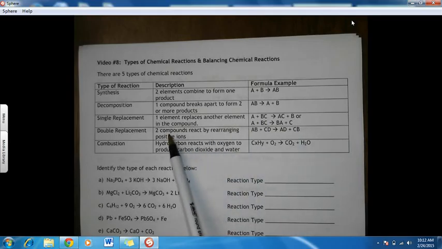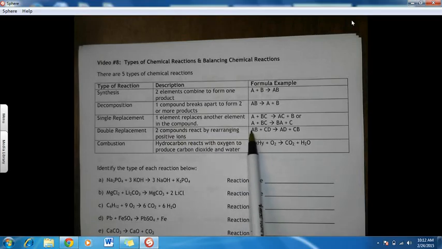Double replacement, then we have 2 compounds that react, and they do this by rearranging the positive ions. And so here, A and C, you see A is with B and C is with D, and then on the other side, they've traded partners, so A is now with D, and C is now with B.